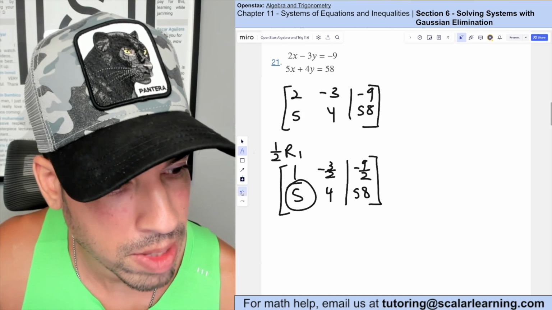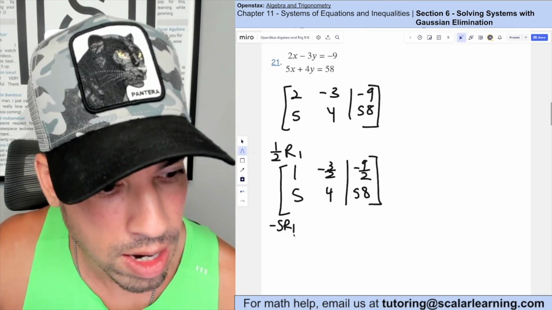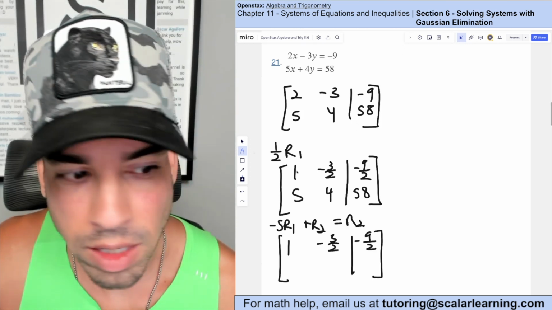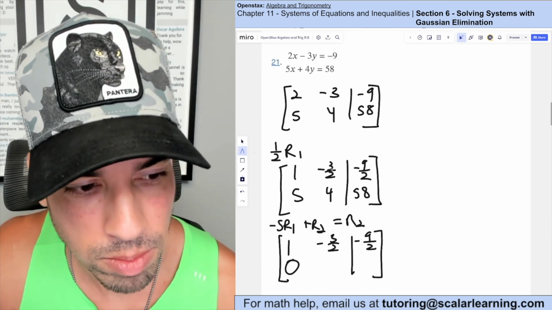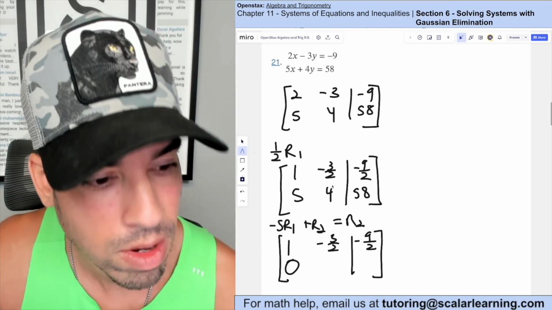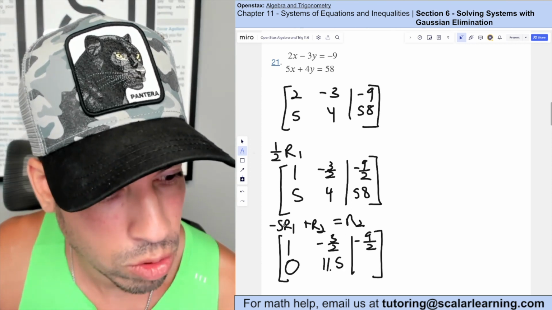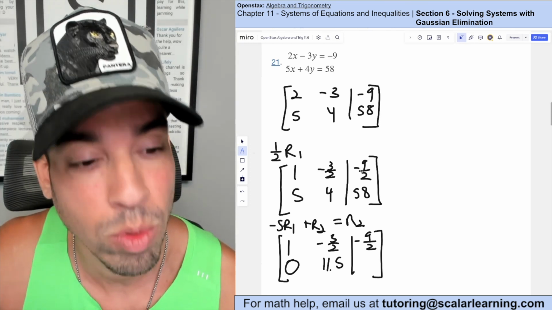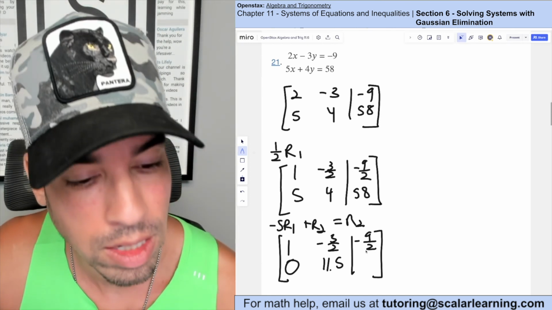Great. Now let's flip that to a 0. Let's multiply row 1 by -5, and then we're going to add it to row 2 to get a new row 2. Let's write that out. So we got -5 times 1 is -5, plus 5 is 0. -5 times -3/2, that's 15 over 2, which is like 7.5. Plus 4 is, I'll just go decimal, 11.5. It doesn't matter. And then we'll do -5 times -9/2 is 45 over 2, which is 22.5. Plus 58 is 80.5.